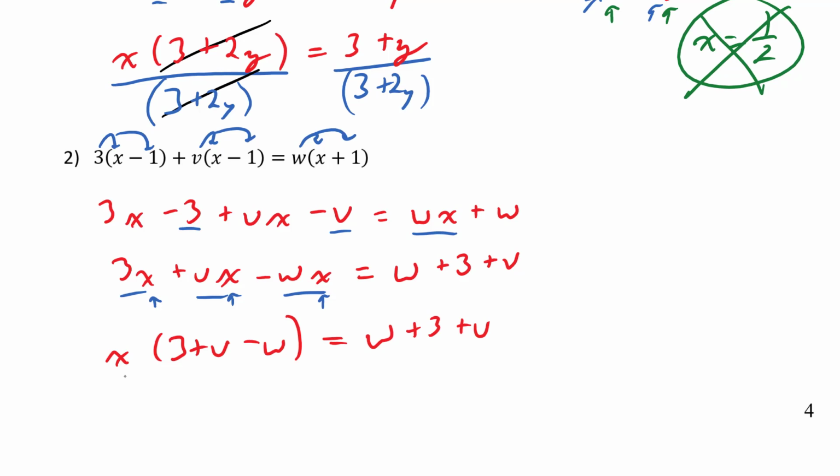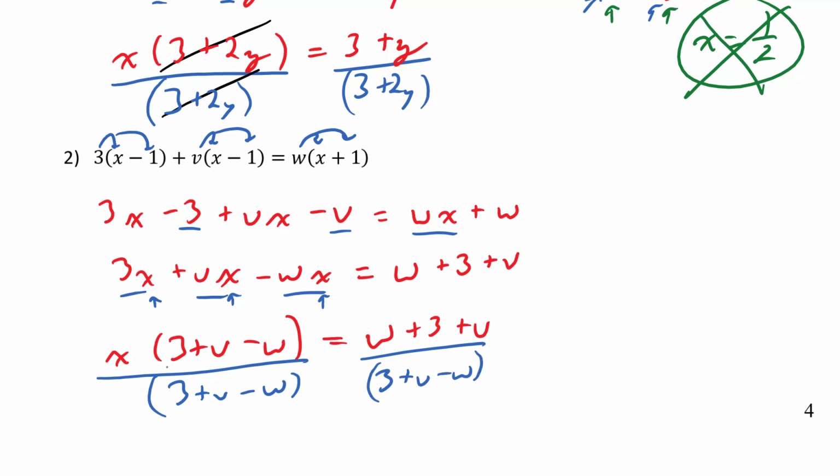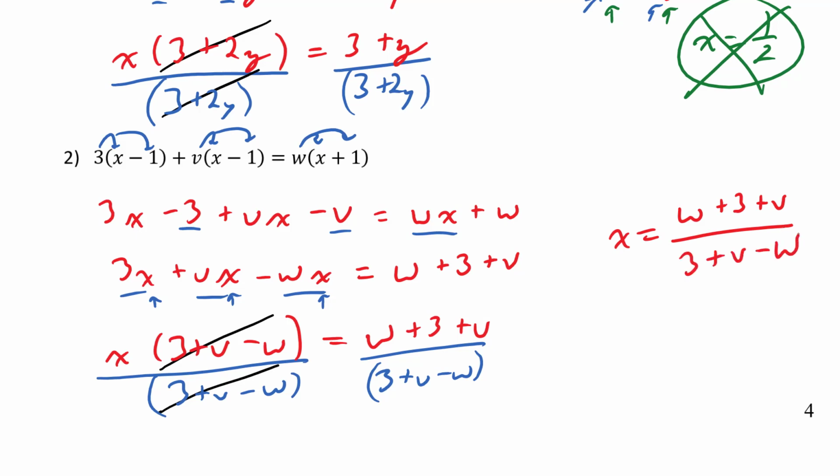And then divide both sides by what's in the brackets. As a result, these cancel each other out, and I get x being equal to w plus 3 plus v over 3 plus v minus w. That is as far as we can take it.